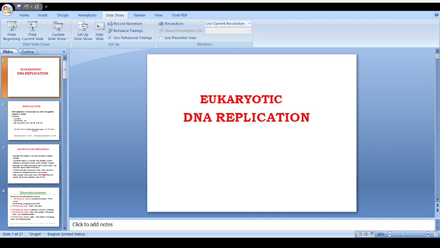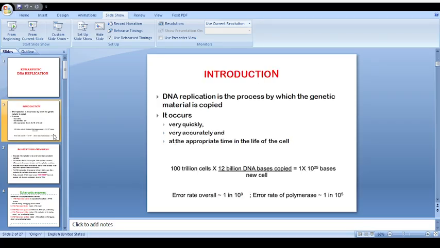Hello students, today we are going to discuss in detail about eukaryotic replication. First of all, we would like to know what replication is. Already we have seen in the case of prokaryotic replication, which is the process by which the genetic material is copied. In the eukaryotic system, it is very complex when compared to the prokaryotic system because the DNA is wrapped around histone and is compactly placed in our nucleus.